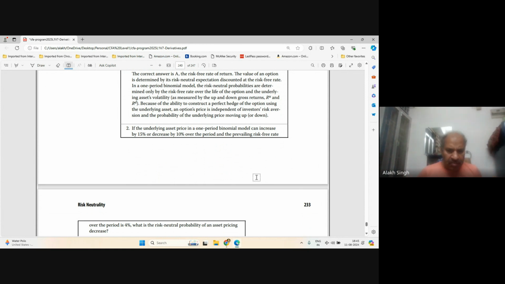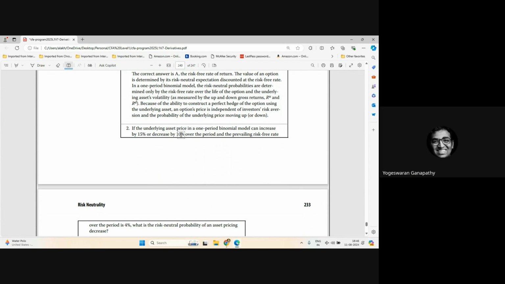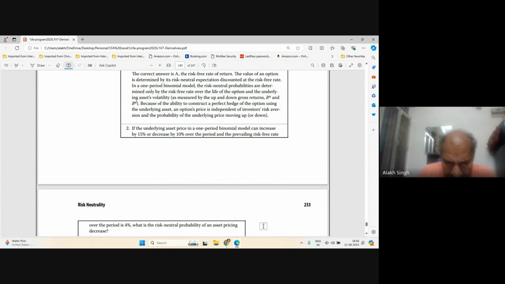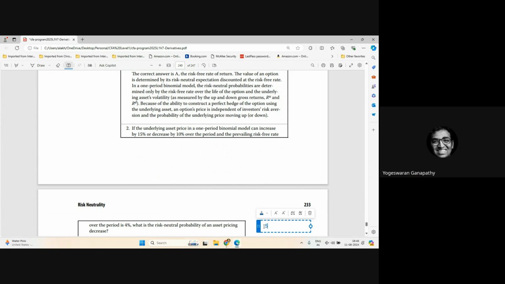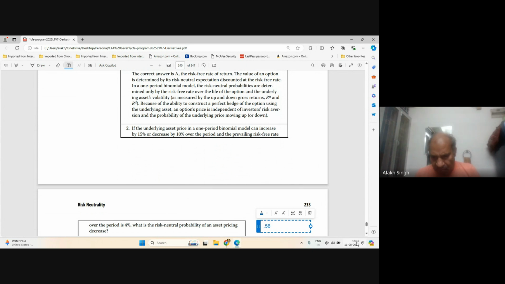So what is the formula? We will have 1.15 and at the bottom 0.90, so the denominator is 0.25. And what will be in the numerator? The risk-free rate is 4%, so 1.04 minus 0.9, because it decreases. That is 0.56. Pi is equal to 0.56.